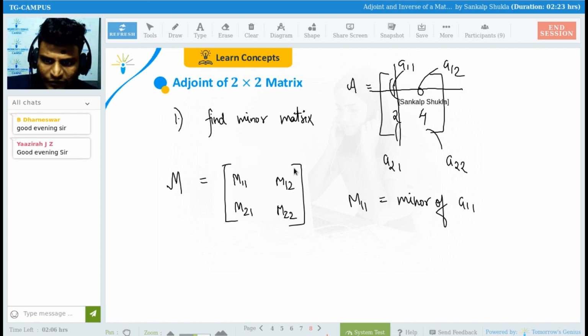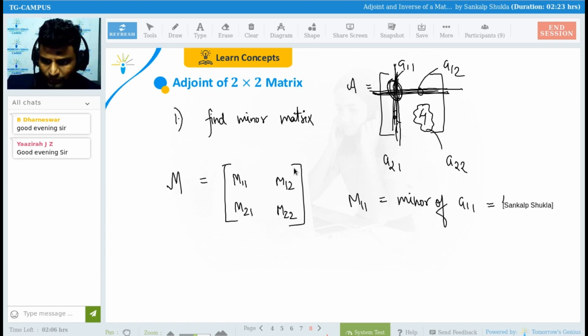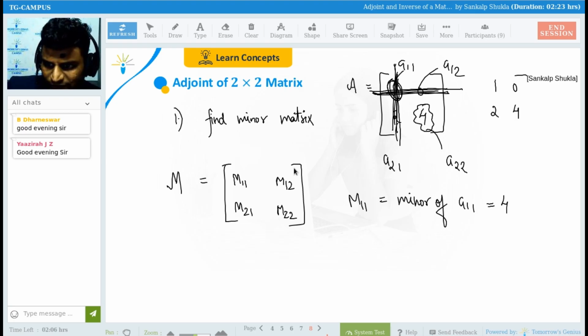Like I have to find the minor for 1, this one, right? So I will cancel the row in which 1 is occurring, like this row R1, 1 is present in R1, so I have to cancel R1, and the column of 1 is column 1, so I have to cancel this also. Now what is the thing that is left? 4, so M11 is 4. Clear? My god, now the matrix is not visible. Once again I'll write that.